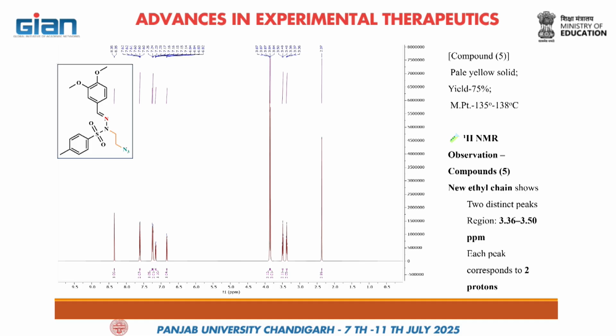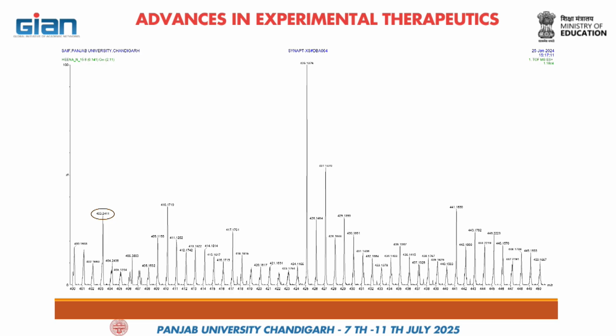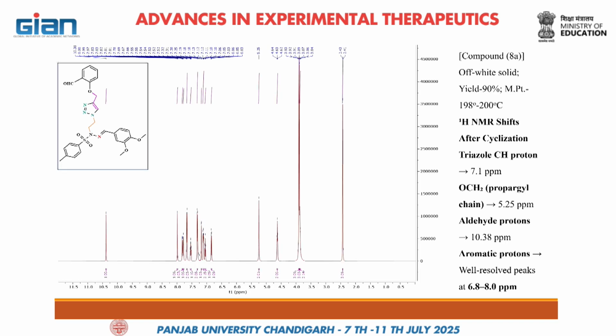Then the azide derivative, represented by compound 5, was a pale yellow solid and was obtained in 75% yield. The 1H NMR of compound 5 shows two distinct peaks in the region from 3.36 to 3.50 ppm, and each peak corresponds to 2 protons. The C13 NMR showed that the azido-ethyl chain showed peaks at 48.38 and 49.41 ppm. The peak at 403.24 in the mass spectra also confirmed the azide derivative synthesis.